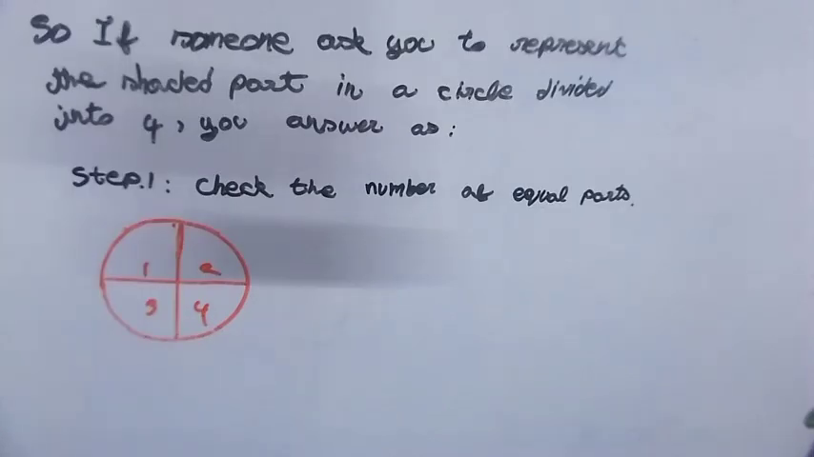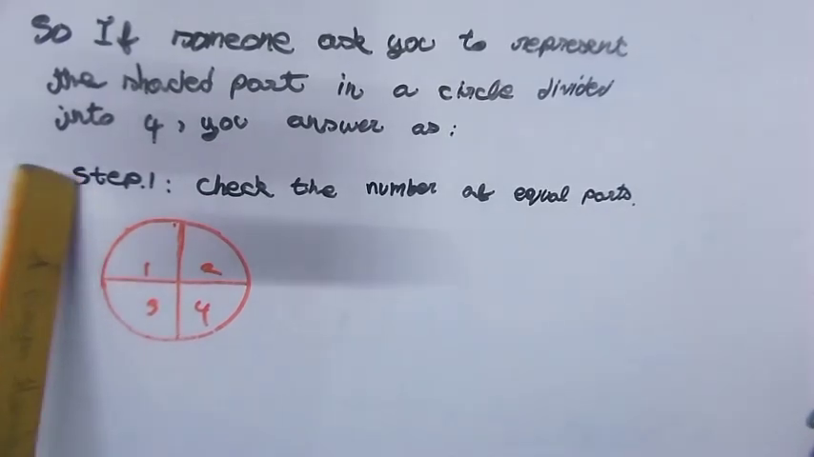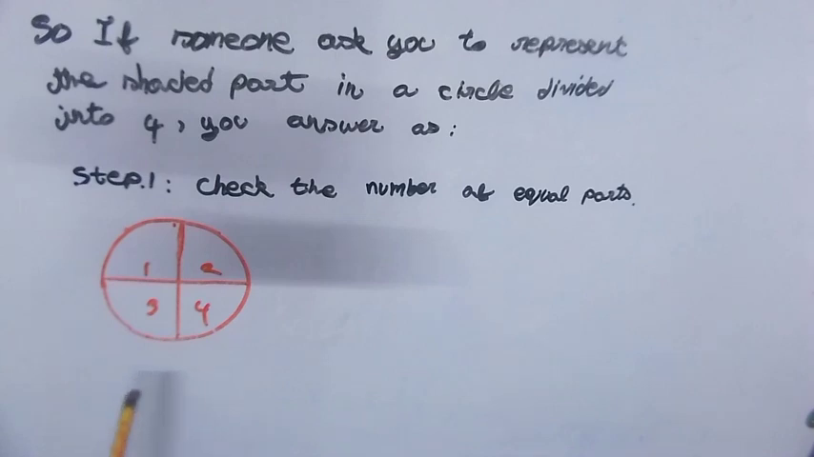So if someone asks you to represent the shaded part in a circle divided into 4, you answer as a fraction. Before you find the answer, step 1: check the number of equal parts. If this is the diagram, you have to check the equal parts here. 1, 2, 3, 4. So you have 4 equal parts. Let's move on to step 2.